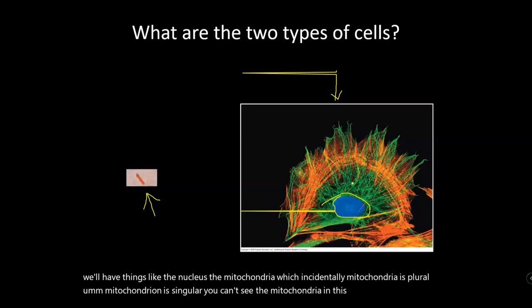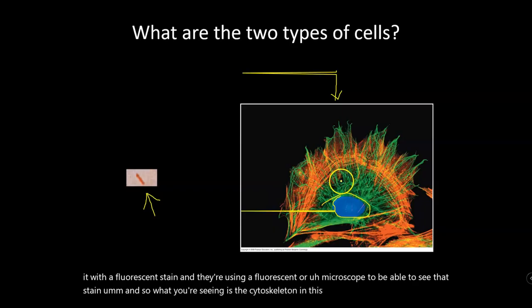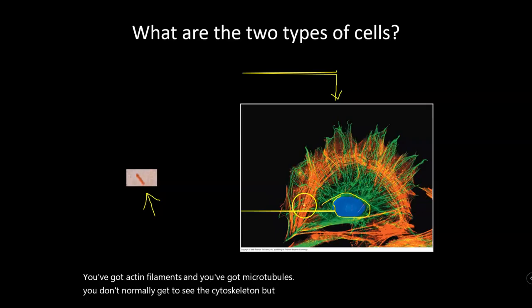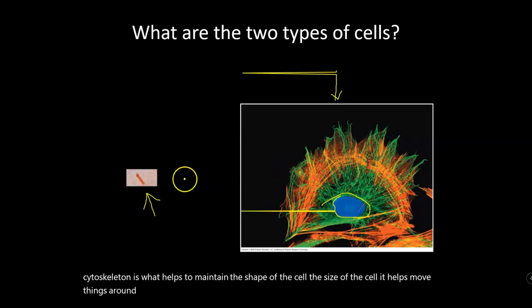They have stained it with a fluorescent stain, and they're using a fluorescent microscope to be able to see that stain. And so what you're seeing is the cytoskeleton in this picture. You've got actin filaments and you've got microtubules. You don't normally get to see the cytoskeleton, but in this picture you're getting to see that. The cytoskeleton is what helps to maintain the shape of the cell, the size of the cell. It helps move things around within the cell. So those are the main two types, prokaryote and eukaryote.